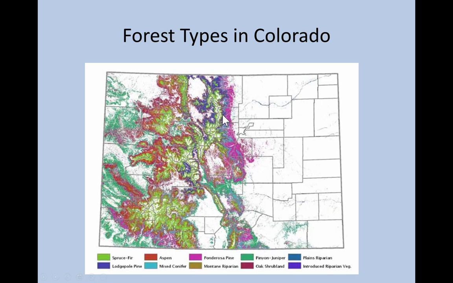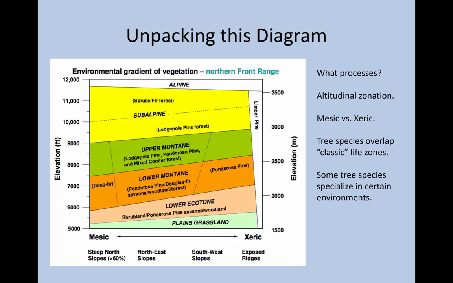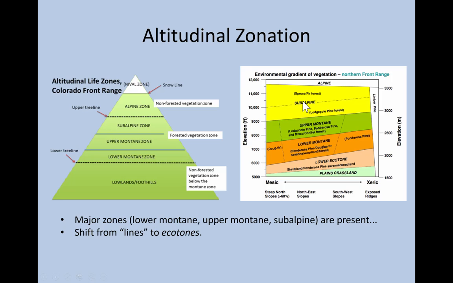Namely, we do see a pretty strong effect of altitudinal zonation. So what this diagram is really trying to do for us is to get us thinking about how these different forest communities correspond to our system of altitudes, as well as a bunch of other stuff. And it's this other stuff that I'd really like to go over here. So we can start out with altitudinal zonation.